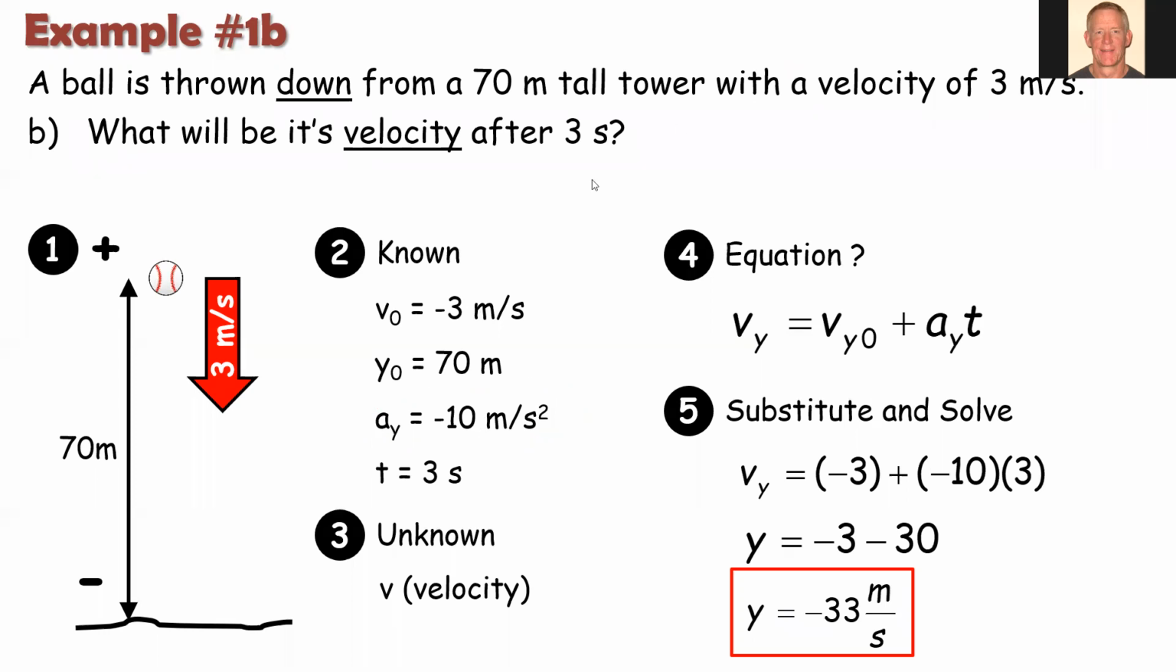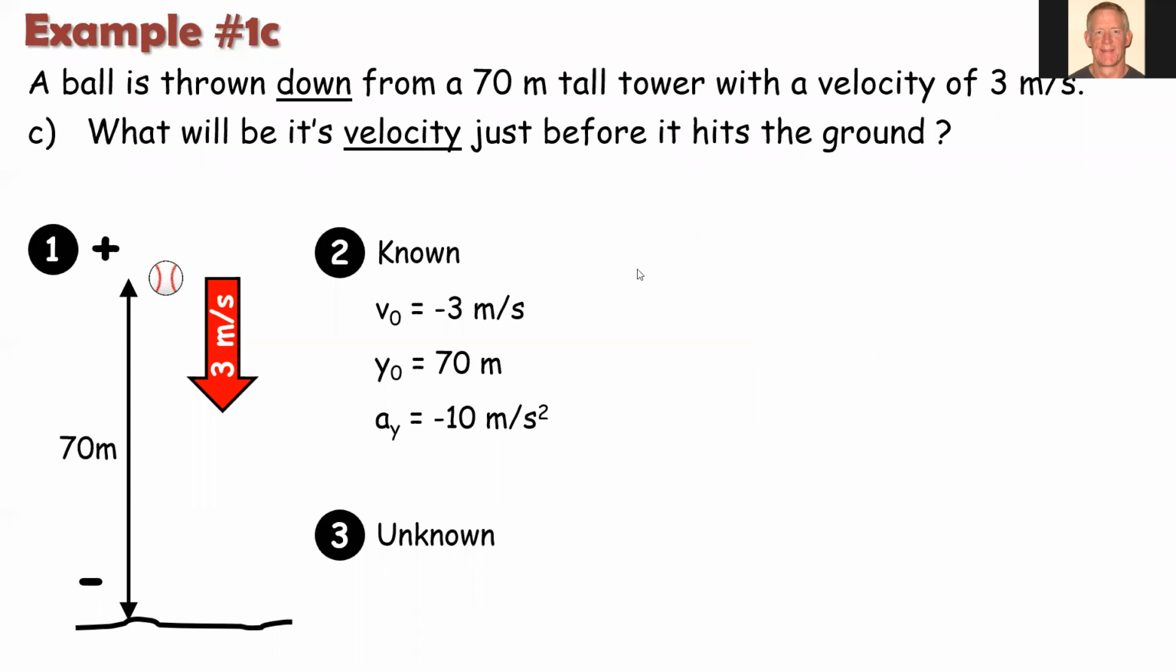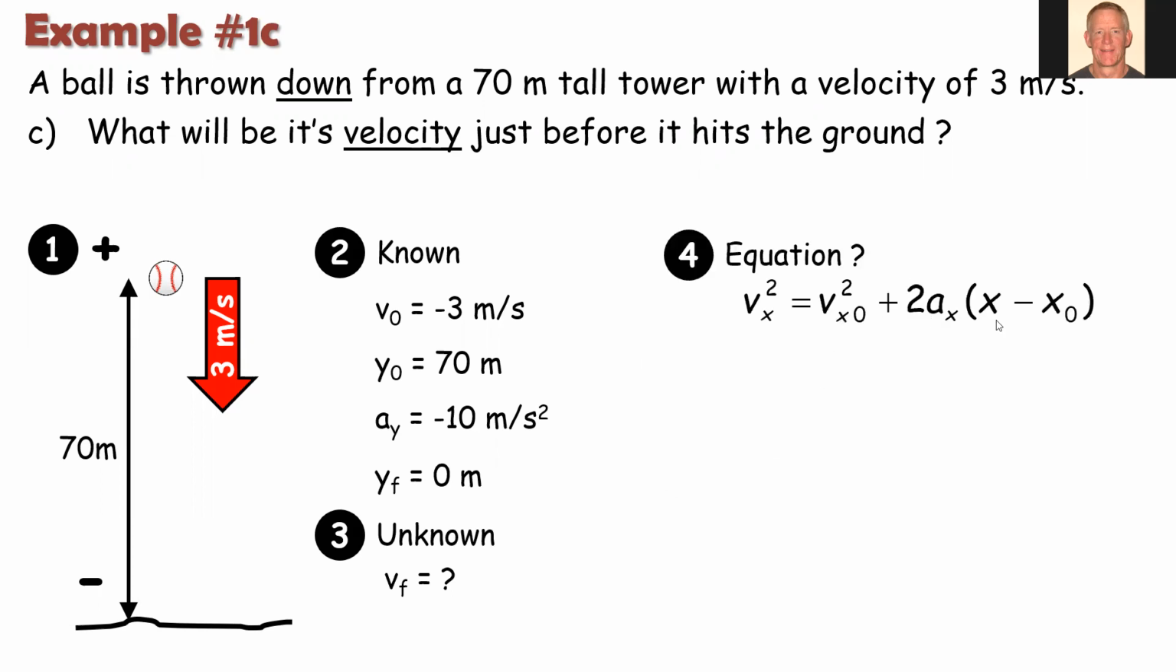Okay. All right. One more problem. I'm going to leave this for you. I'll just pause this and then show the solution, but see if you can now figure out its velocity just before it hits the ground. So our final position now is 0 meters, and we want to know what its velocity is, the final velocity. So the equation now is going to be this one that has velocities and positions and acceleration, but no time, right? We're not necessarily interested in time here.